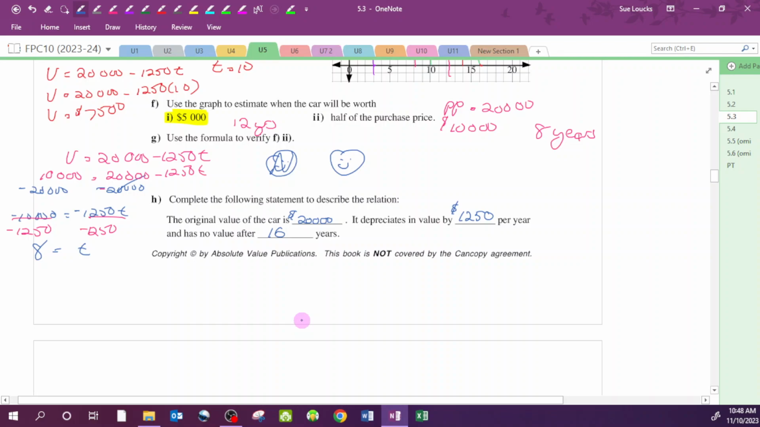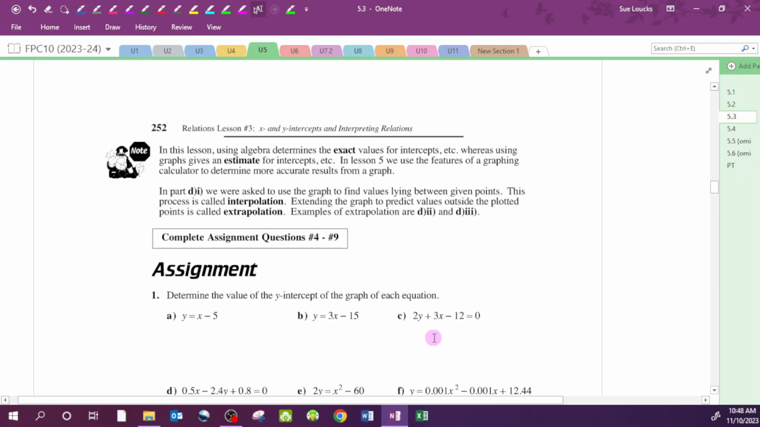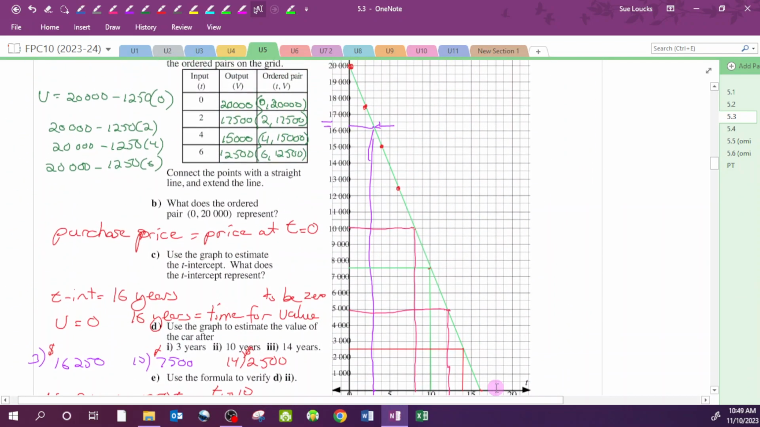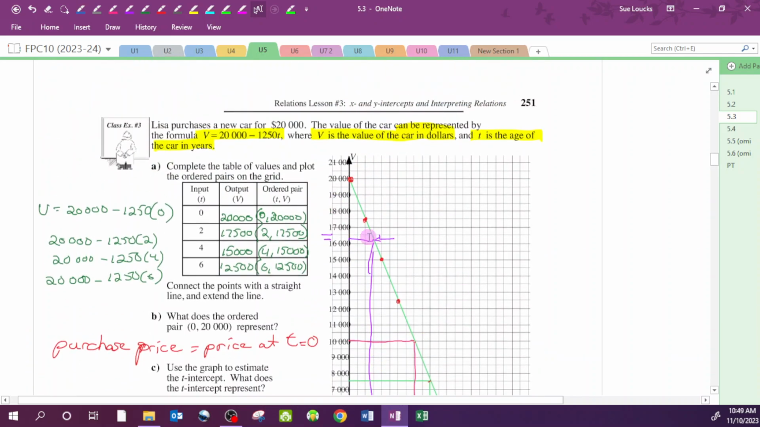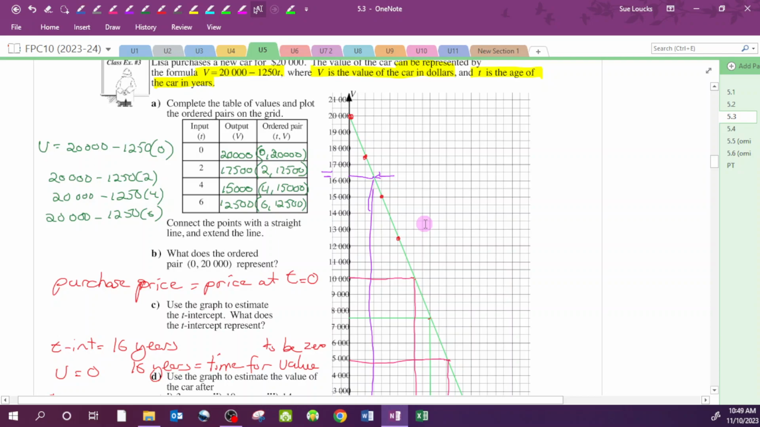All right. The next page, what does this say? In this lesson, using algebra determines the exact values for intercepts, and the graph gives an estimate. We already talked about that. And here's the interpolation and extrapolation. When we use values within the data that we were given, that's why I graphed this. So this value up here is interpolation because it's within the data we were actually given. And this one is just a little bit not really accurate because we weren't actually given this data. We calculated from the formula.